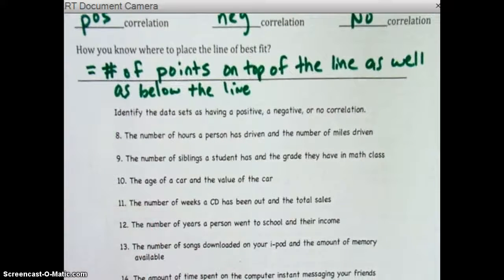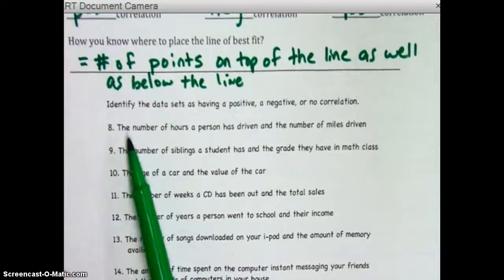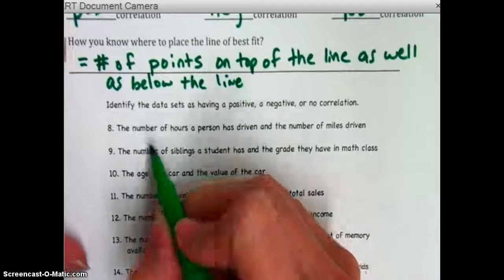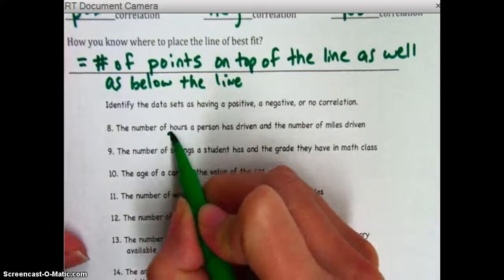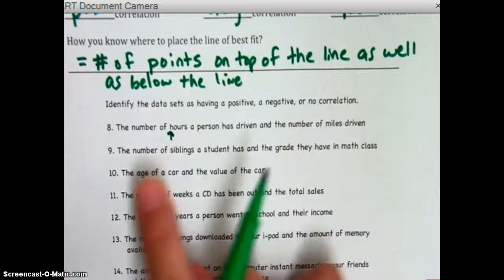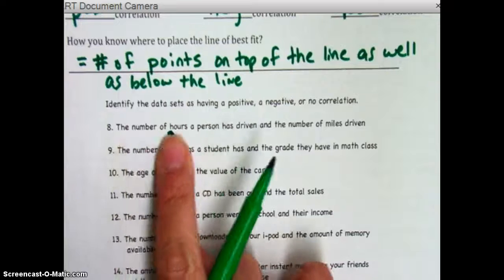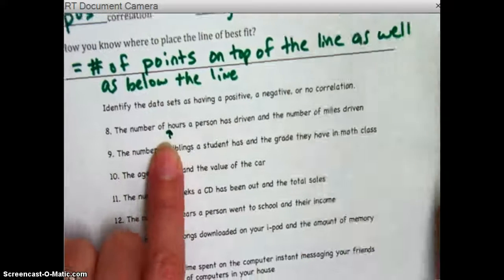So now what we're going to do is identify these data sets as having a positive, a negative, or no correlation. This is the best way to do it: always assume that the first thing is going up, and then you have to figure out whether the second thing is going up, going down, or there is no way to tell. So as the number of hours a person has driven goes up, remember, we're always going to assume that the first one goes up.